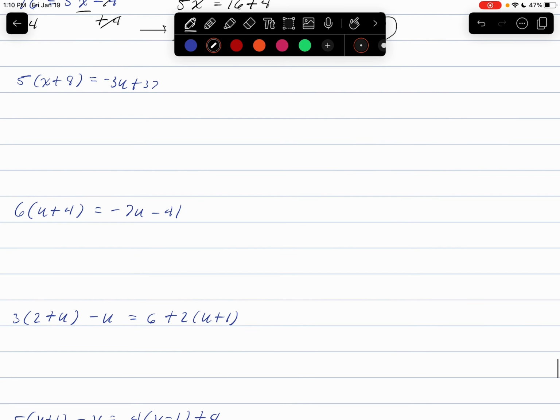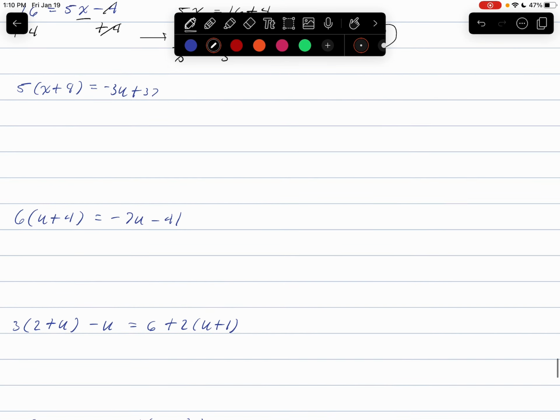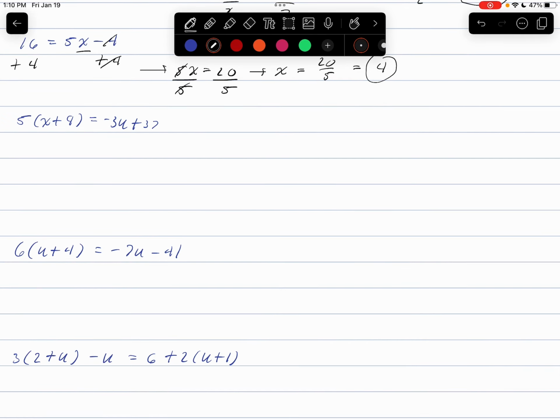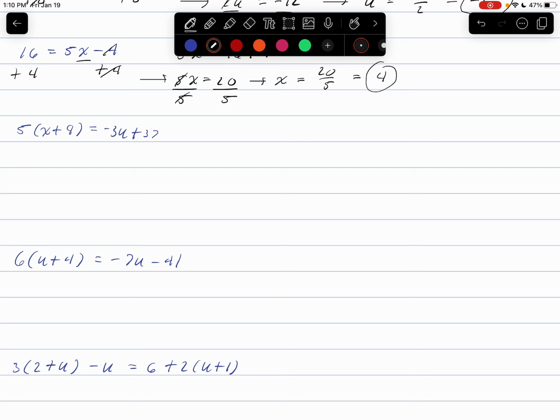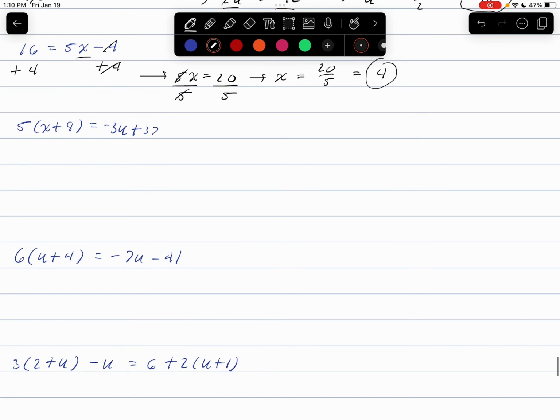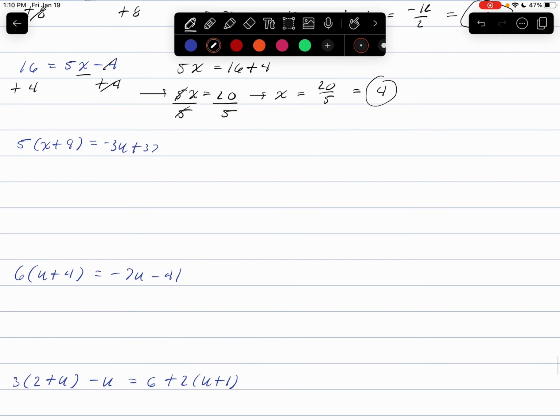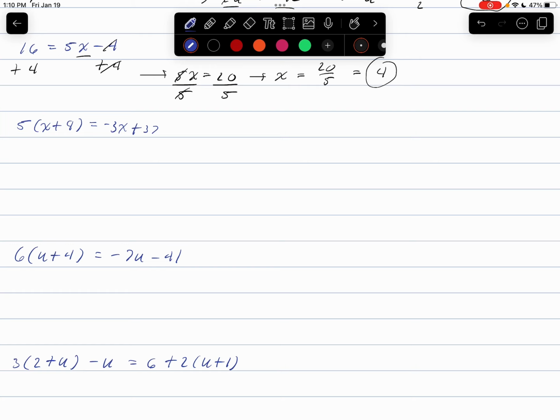Okay, let's take a look at this one. Here we have 5 times x plus 9 in parentheses is equal to -3u plus 37. Okay, well let's go ahead and start. There's probably multiple ways we can do this. First, we should change this. We should have the same variable. This is supposed to be an x here, so let's do that. Okay, sorry about that. So let me start over here with this. We have 5 times x plus 9 is equal to -3x plus 37. Okay.